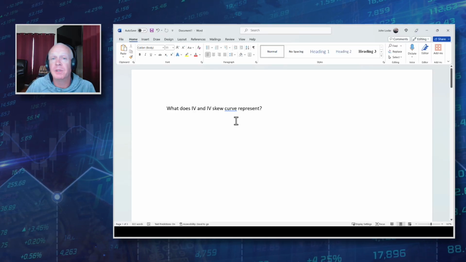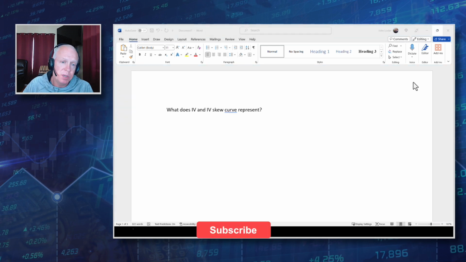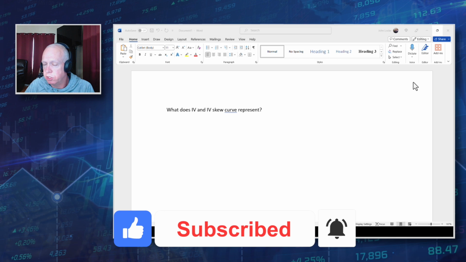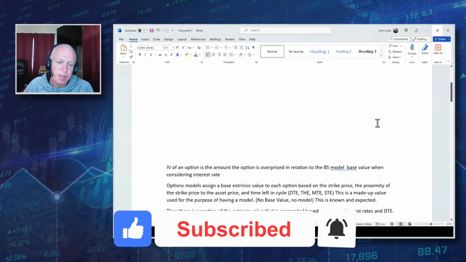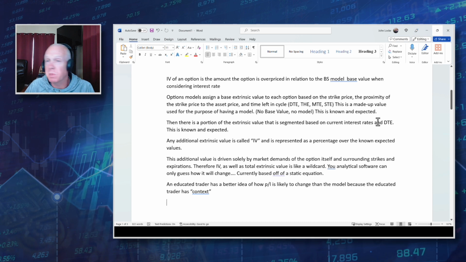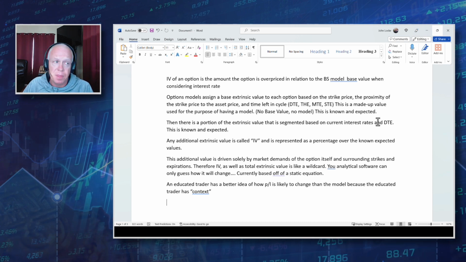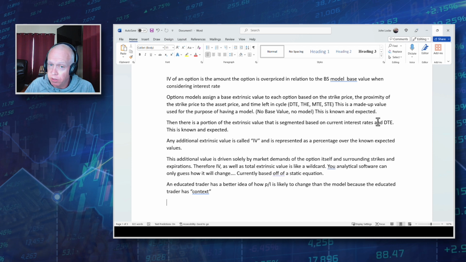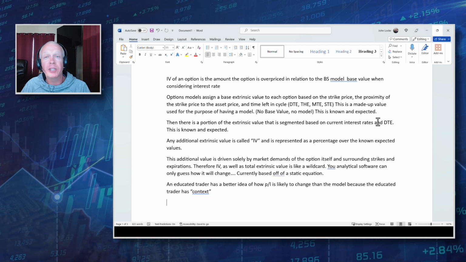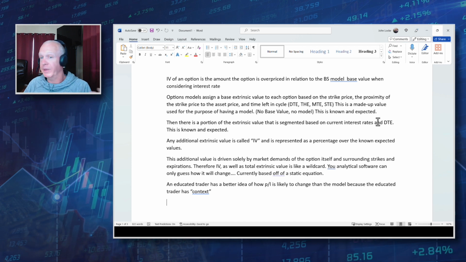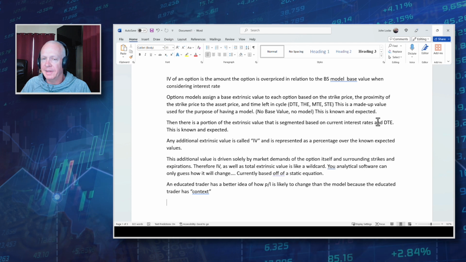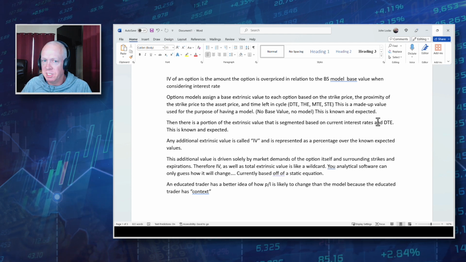Implied volatility is a very large topic. The question becomes what does implied volatility and the implied volatility skew curve represent? That comes down to maybe a little bit of an explanation of what implied volatility is. Remember, there's implied volatility, which is general market implied volatility, which you might see as the VIX, for example. You may have heard of the VIX. That's considered a general market implied volatility.